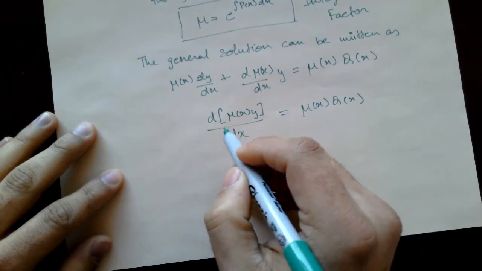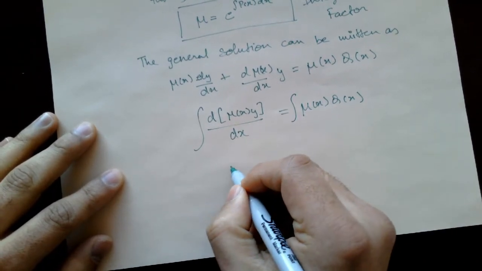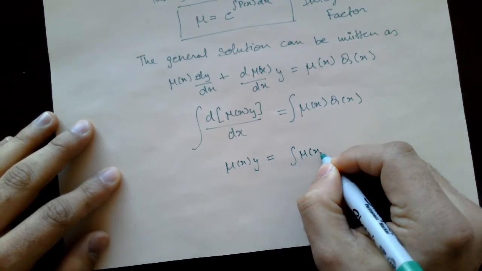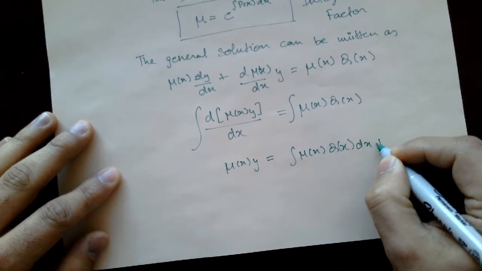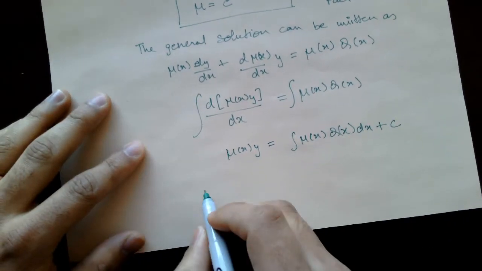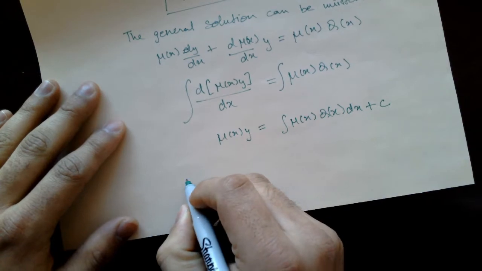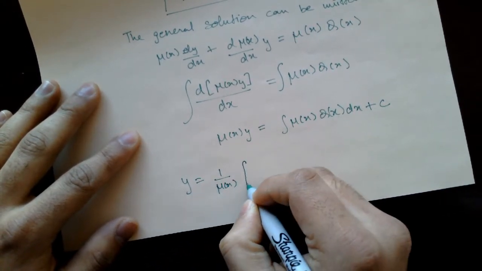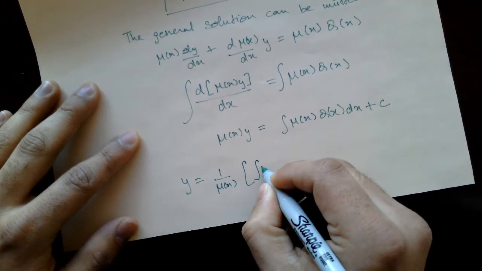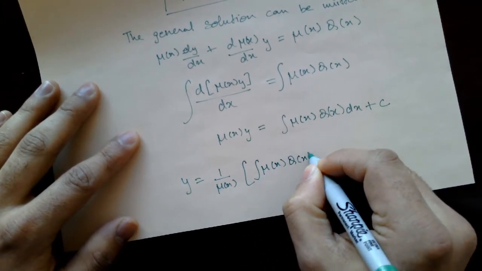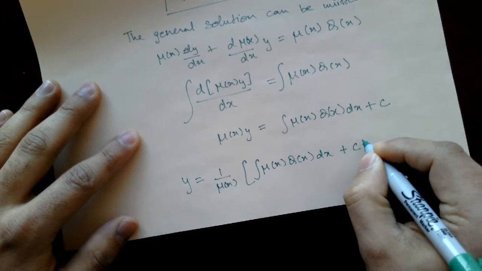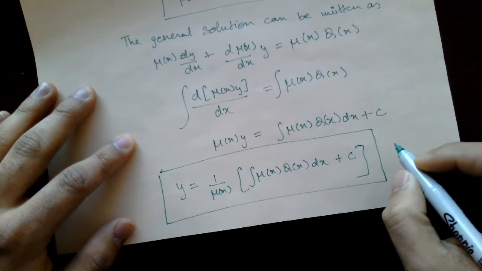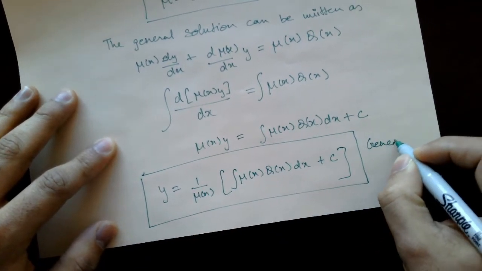So taking integral on both sides, we get mu x y equals integral of mu x q of x dx plus c, and refining this one step more, we get y is equal to 1 over mu x in brackets integral of mu x q of x dx plus c. So this is a general solution by using integrating factors.